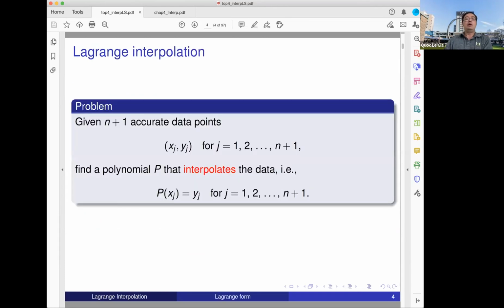So if you remember the simulation, the data points are the blue points. We label them as xj, yj. For example, for the blue points on the Cartesian plane, you just take the coordinates of those points and label them xj, yj, with j running from 1 to n plus 1. So suppose you have n plus 1 points, okay?